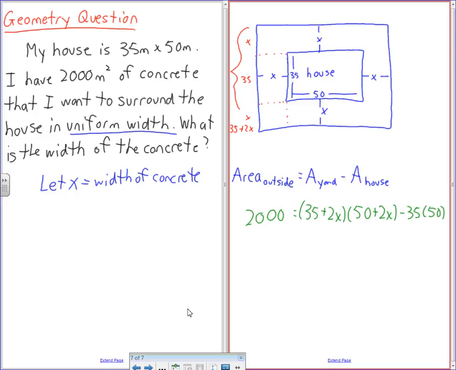So in the same way, this is going to be the same for the bottom. This is going to be 50, and that's an x and that's an x. So altogether, that's 2x plus 50.